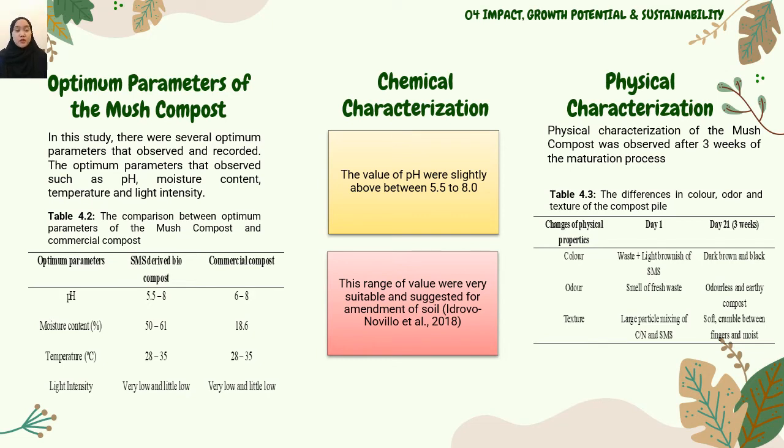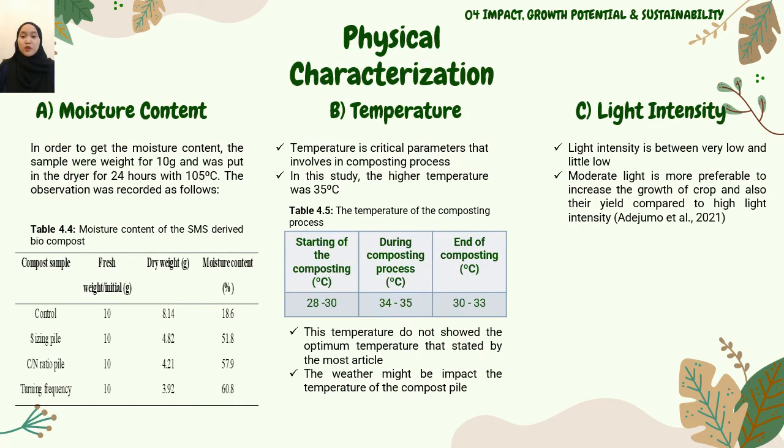Mush compost showed the best moisture content compared to commercial compost, which is 50 to 61%, and this range is the optimum that compost should have. While for the chemical characterization, the pH value was between 5.5 and 8.0, and this value is highly recommended by researchers. For the physical characterization, Table 4.3 shows the differences in color, odor, and texture of the compost piles. For the moisture content, it was observed by drying the sample for 24 hours at 105 degrees Celsius, and it shows that mush compost gets a good reading of moisture level compared to commercial compost.